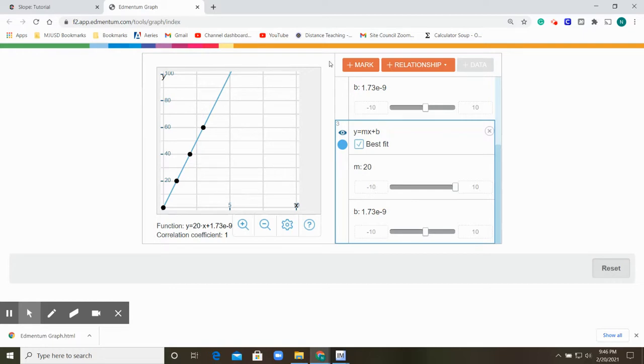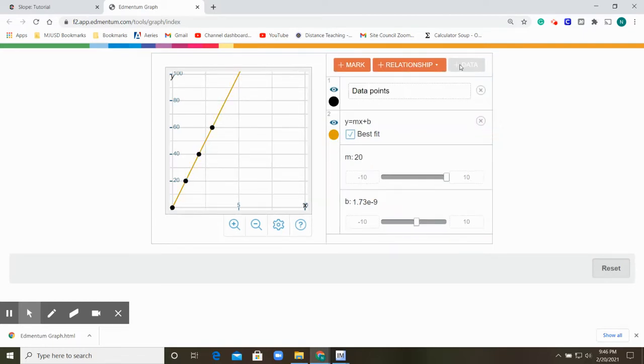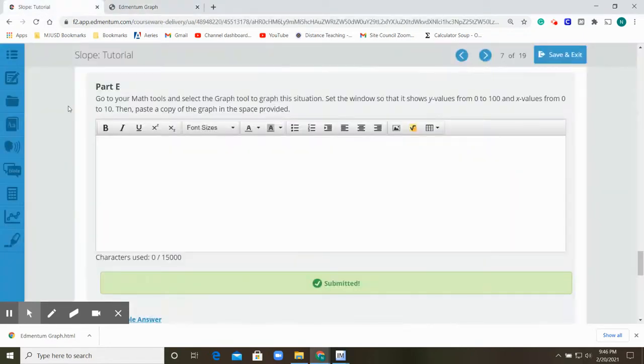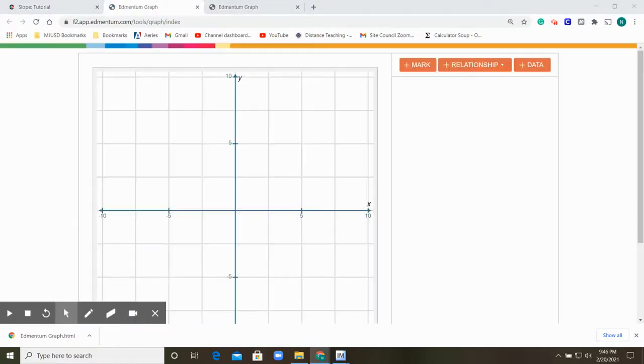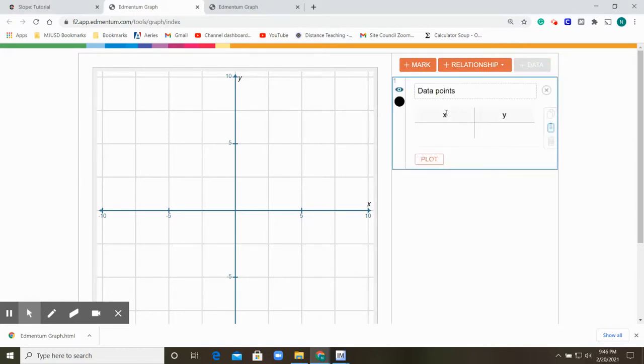I don't know where my data went, why I can't input my data, but I input the data earlier when I first came here. Let me see if I can do another graph tool, if it'll open up in another window. This is a pain. Maybe I should have pushed data first. I don't know. So I'm going to do it again.